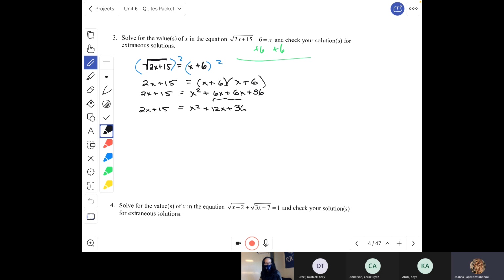Now, I'm solving for potentially how many values of x? 2 unique values of x. So how am I going to do that? Move all your non-zero terms to one side of the equation, setting it equal to 0. Again, it doesn't matter. I'm going to go ahead and do this because I just like to keep my x squared positive. It makes me happy. But then I'm going to put those on the left-hand side of the equation so I can set it equal to 0. So I'm going to get x squared what?